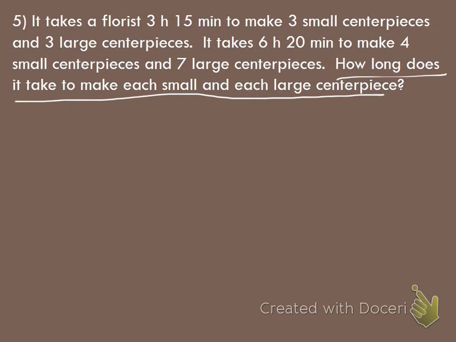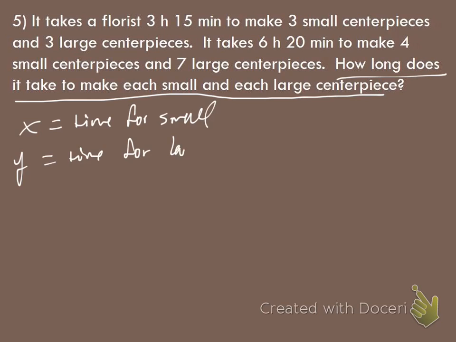Okay? So, we do need two variables because we don't know how long it takes to make a small centerpiece, and we don't know how long it takes to make a large. So the time it takes to make a small one is X, then Y is the time it takes to make a large one. Right? So again, your two equations, and you need two because you have two variables, comes from each sentence basically. The first sentence says that three smalls and 3 larges took you 3 hours and 15 minutes.